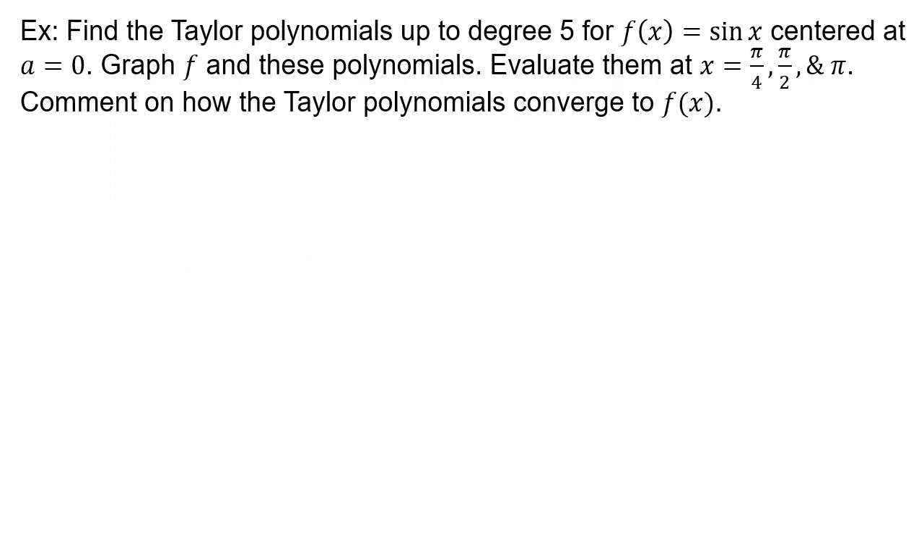So to begin with, it says to find a Taylor polynomial up to degree 5 for sine x centered at 0, a equals 0. We'll graph it with these polynomials. I'm going to actually show you the graphs on here, show you kind of what happens, and evaluate them at pi over 4, pi over 2, and pi, and comment on what happens when you plug all that stuff in.